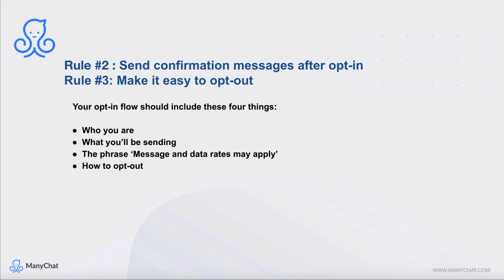Rules number 2 and 3. Send confirmation messages after opt-in and make it easy to opt out. Just getting a phone number from your contacts is not a compliant opt-in. You'll also need to send an opt-in confirmation message before you send your first text message to them. Your opt-in message and confirmation should include these 4 things: who you are, what you'll be sending, the phrase, message and data rates may apply, and how to opt out.